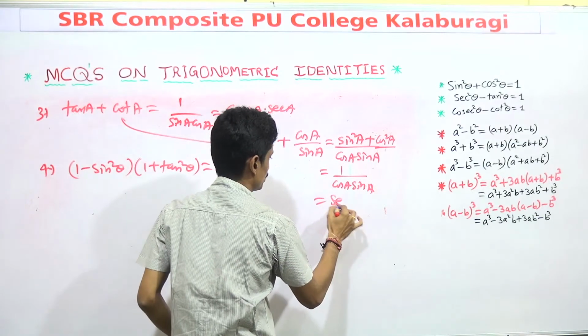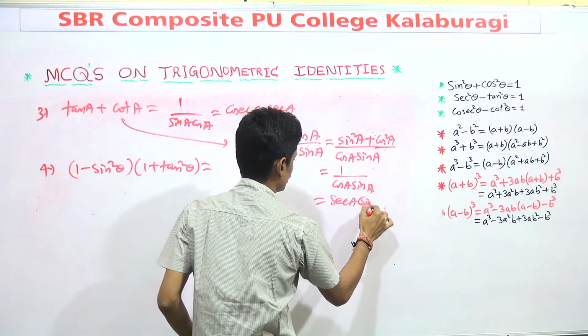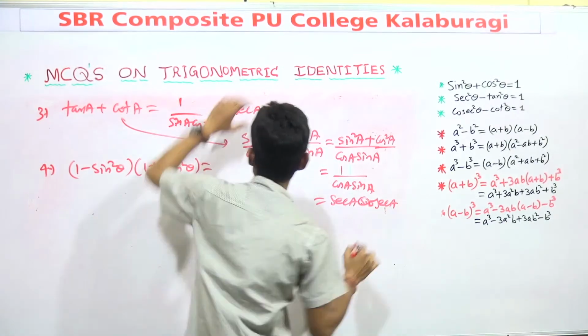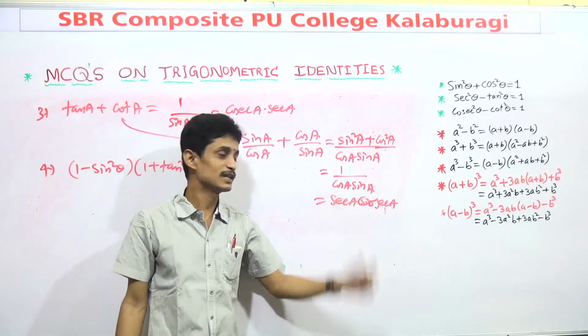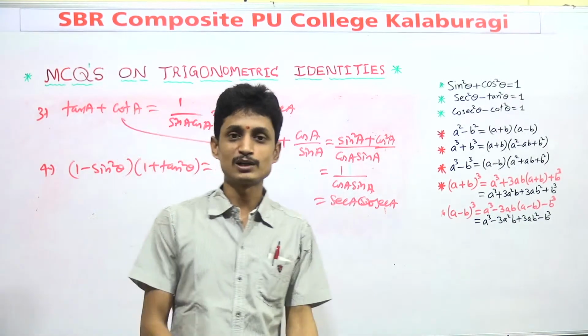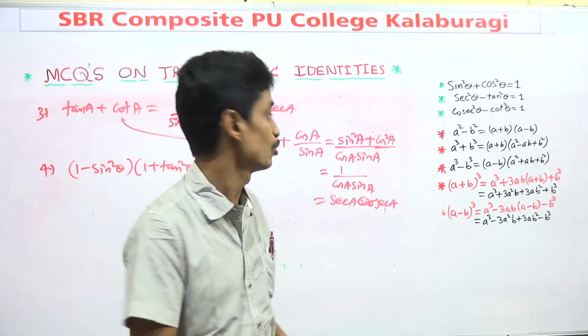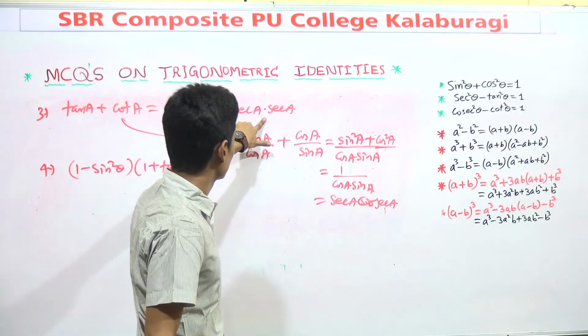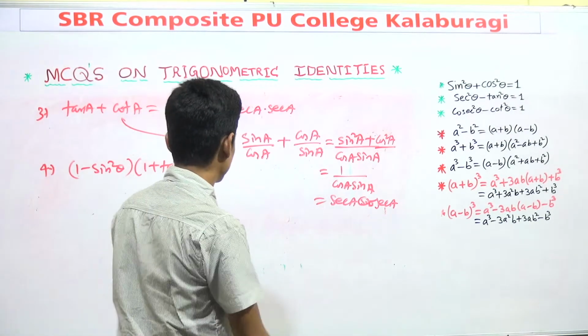1 by cos is secant A, 1 by sin A. What is that? Cosecant A. Already I suggested you sin A or cos A, both are same. These two are real numbers, hence under multiplication the commutative law holds. That's why I will answer cosecant A into secant A or secant A into cosecant A, both will be same.